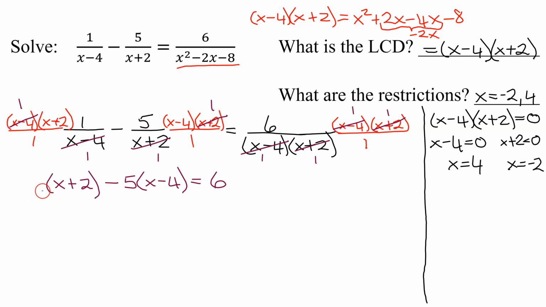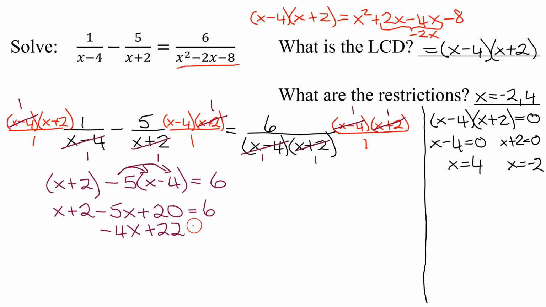Since there's only a 1 in front of this parentheses, I don't need it anymore. So I have x plus 2. Distribute the negative 5 in. Negative 5 times x is negative 5x. Negative 5 times negative 4 is positive 20. Equals 6. On the left-hand side, I have like terms. x minus 5x is negative 4x. 2 plus 20 is plus 22.